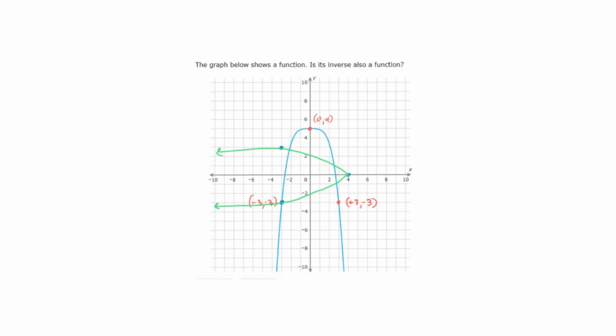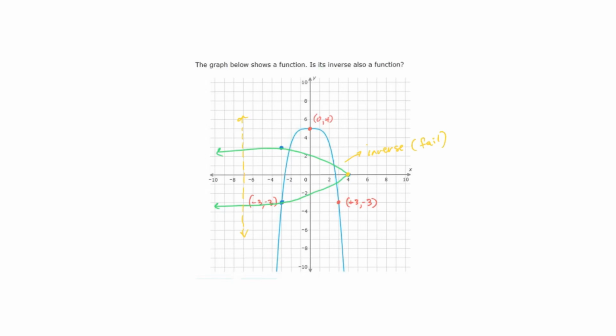Now I took this graph through the same process. I flipped my coordinates, changed my x's and y's, I inverted my coordinates, and I was able to redraw my graph. Now notice if I took this green, which is my inverse graph here, and took it through a vertical line test, it would fail.